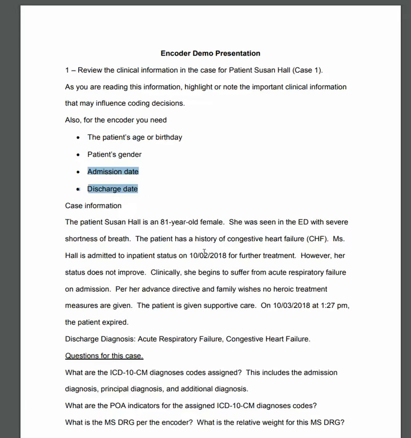So the first patient we're looking at is an 81-year-old female. She comes into the ED with severe shortness of breath. She does have a history of congestive heart failure. She's admitted in October of 2018. Her status does not improve. Clinically, she begins to suffer from acute respiratory failure on admission. Per her advanced directives and family wishes, no heroic treatment was given, and the patient dies or expires on October the 3rd, 2018. Discharge diagnosis: acute respiratory failure and congestive heart failure.